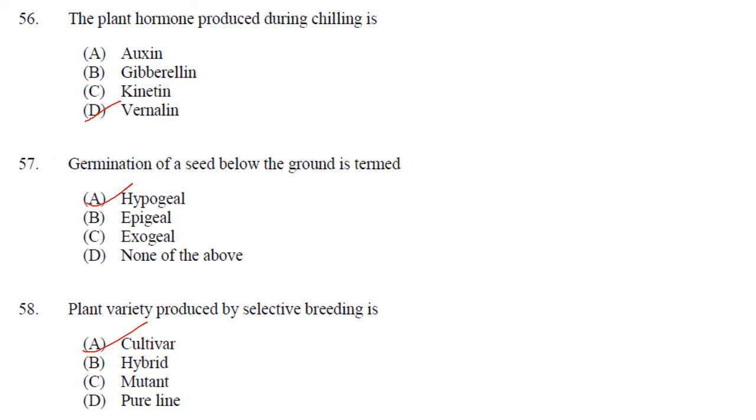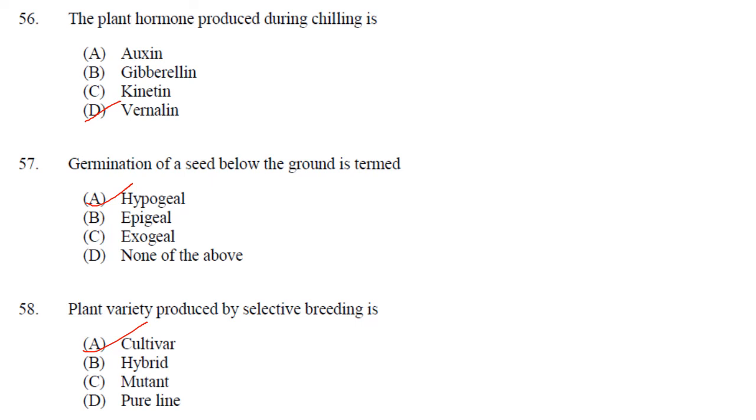So what is a hybrid? We'll see option B first. Hybrid is a crossbred plant that is the result of cross-pollinating two or more unrelated plant species. That is called a hybrid.